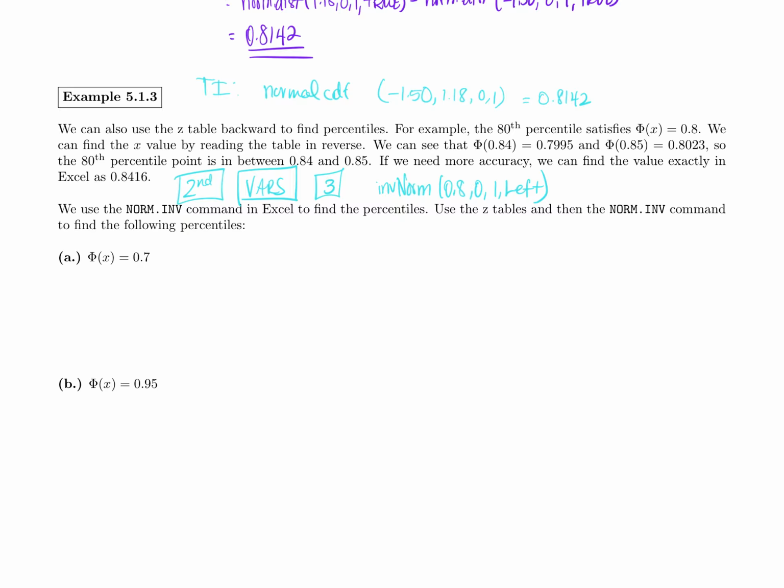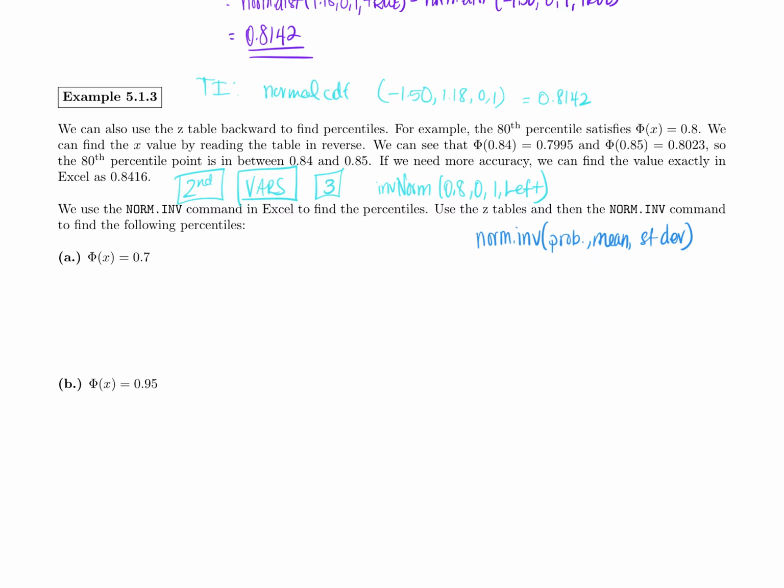Okay. How does this work on Excel? On Excel, we use the norm.inv command. So when we look at the norm.inv, we have to figure out what it's going to ask us again. Norm.inv is going to ask us for the probability, which is the percentile, the mean, and the standard deviation. And that's it. That's all we have to put into this. The probability we're looking for, the mean, and the standard deviation.